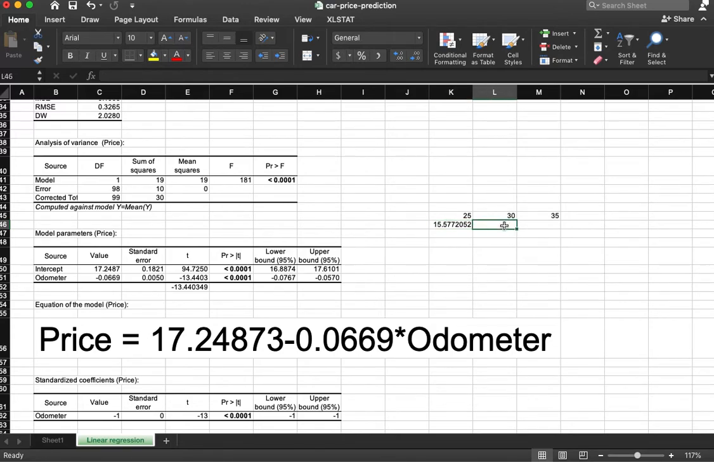Okay. Same thing would be here. We can take our intercept, and we add 30 times our coefficient. Right, you can see the price went down. And finally, this one is the intercept plus 35 times the coefficient. Right, so we can see this downward linear trend. That's how we would predict values using XLSTAT.